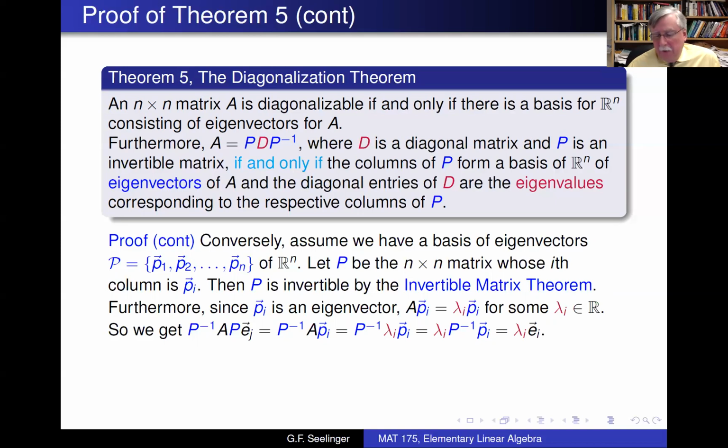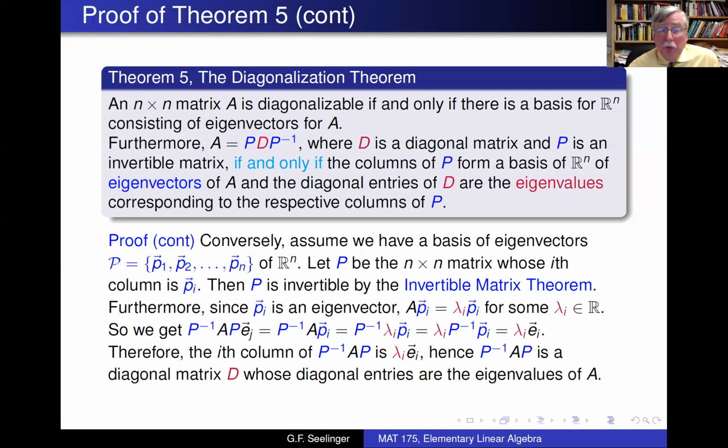All right. And so what do I get? I get that this is going to be the ith column of this matrix here, which is D. So P inverse AP is a diagonal matrix D whose diagonal entries are the eigenvalues of A. Now I can solve for A in terms of the diagonal, and I get A is equal to PDP inverse, as claimed. Done. All we did was check the answer that was given.